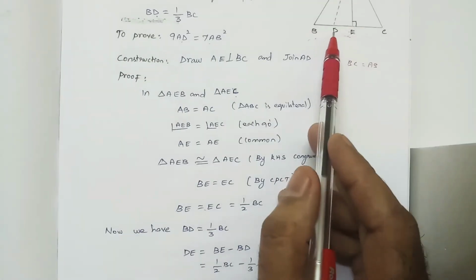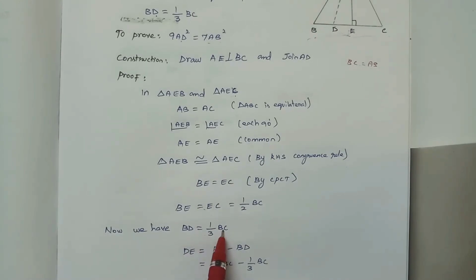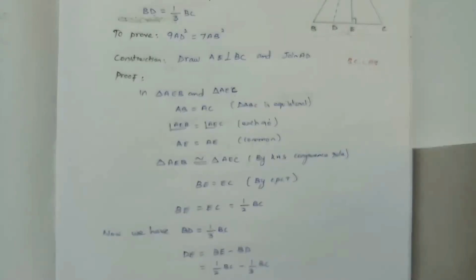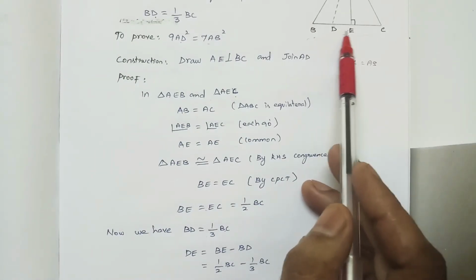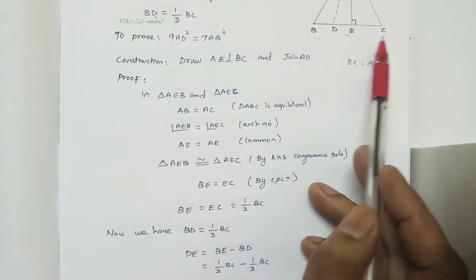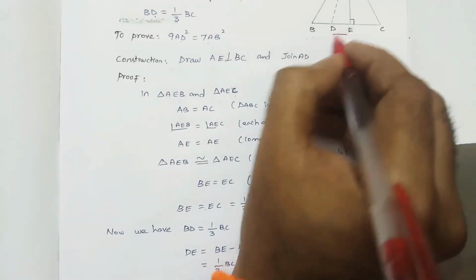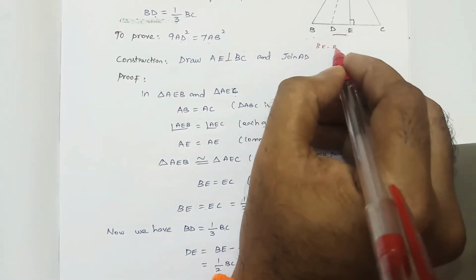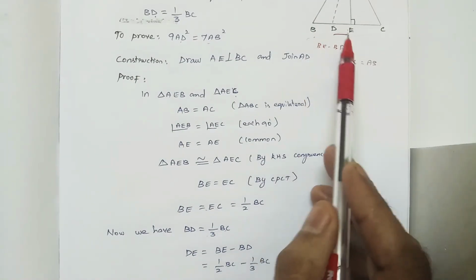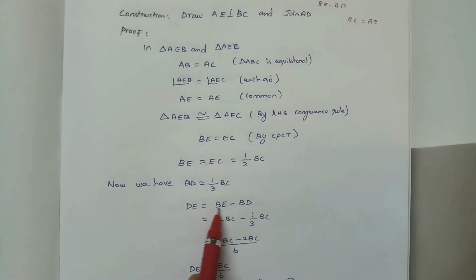Still we have BD. They have given that BD is equal to 1 by 3 of BC. We want to find DE alone, so I'm converting this DE in terms of BC. DE is equal to BE minus BD. In the BE, just remove the BD and you will get the DE. So DE is equal to BE minus BD.